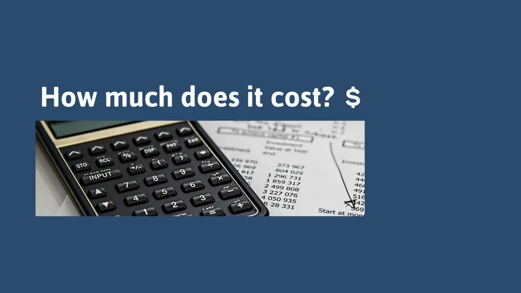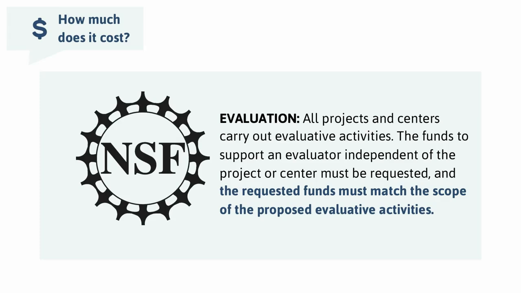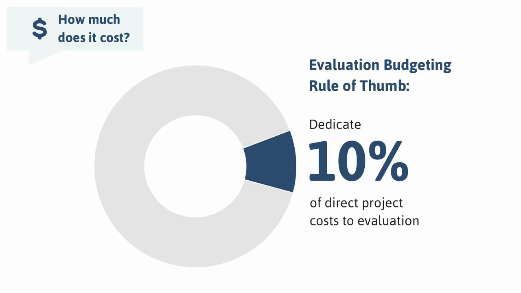So speaking of how much does it cost, how do they charge? Let's go into that. Here's an excerpt from the ATE program solicitation about the evaluation requirement. It states that the evaluation budget must match the scope of the proposed evaluation activities. That's really important, but not really satisfying for people who just want to get a figure into their budget so that they can work with it. So the general rule of thumb is that 10% of a project's direct costs should be allocated to evaluation. And that's for evaluation in any context. So that's a good place to start, and then you can go up and down from there, depending on what level of evaluation is needed for your project.